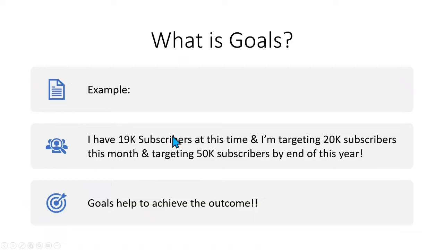So right now, a goal can be anything. It can be a short term goal, medium term goal, or a long term goal. So here the short term goal is to achieve 19k subscribers, and the long term goal is to achieve 50k subscribers. The goal is something which helps us to achieve our outcomes.